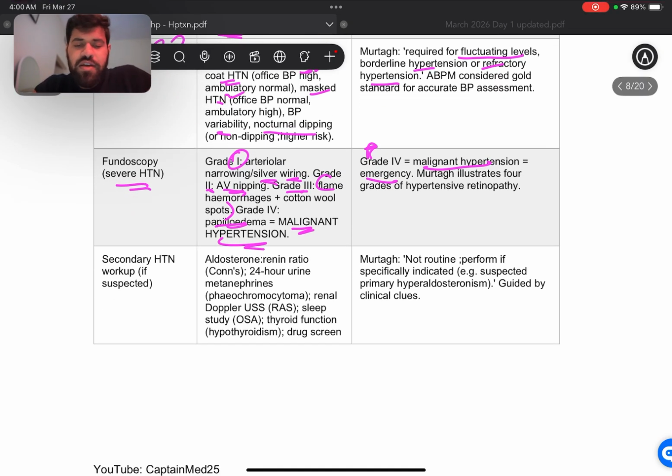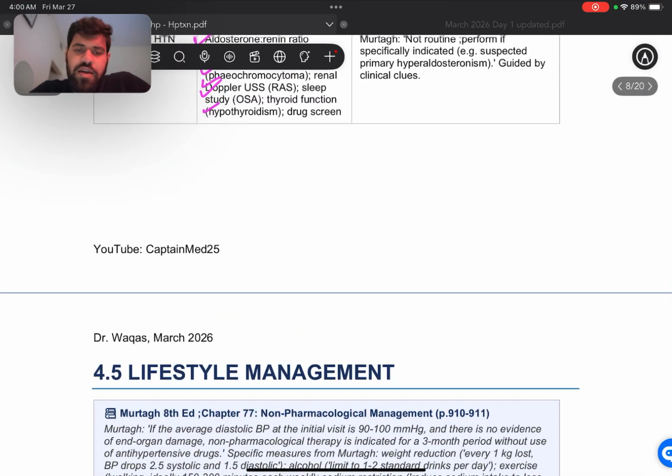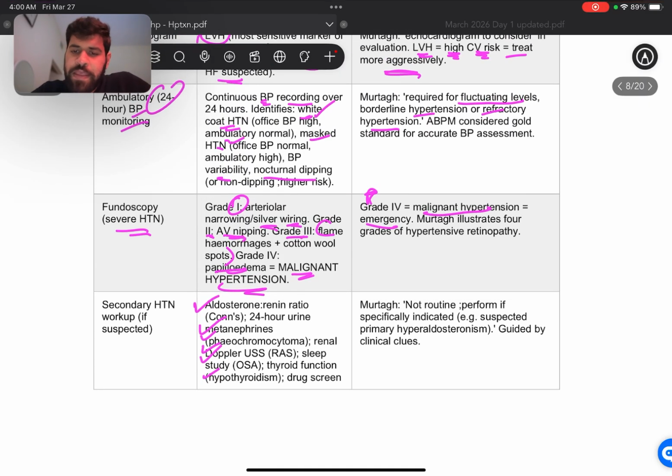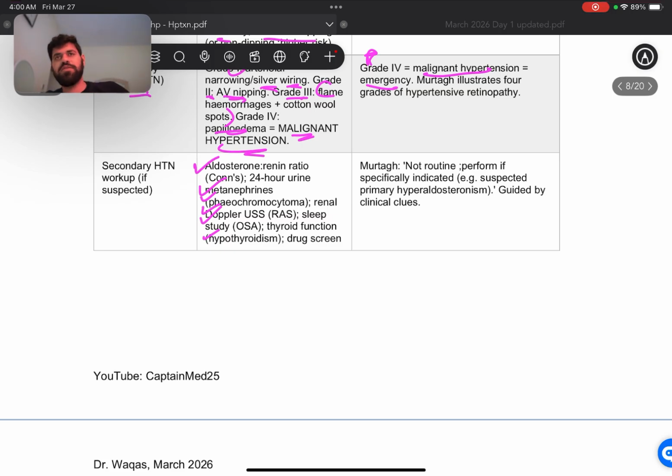All right, then secondary hypertension workup. So we do, as we went over them in the previous section: aldosterone renin ratio for Conn's, 24-hour metanephrines for pheochromocytoma, renal Doppler ultrasound for RAS, sleep study for OSA, thyroid function test for hypothyroidism, and drug screen. It doesn't state that we have to also do urine catecholamines. Anyway, they are not routinely performed because, as we stated earlier, we only do them based on clinical signs and symptoms. These secondary causes are not very common, so we have to first mark off the common reasons, then we move on to the uncommon ones.